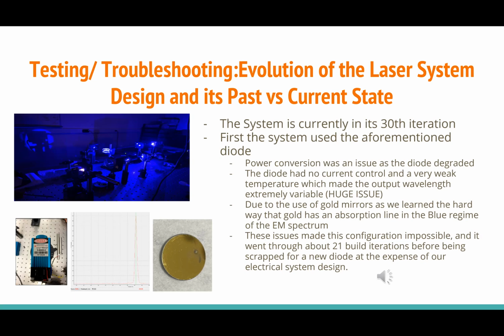The diode actually was degrading at a really fast rate, and its cooling system wasn't effective enough to keep it from migrating away from the center wavelength that it's advertised at. This caused a variety of issues. On top of that, we had other issues like, if you can look down here at this mirror, the golden mirror that is now burned and broken, that's because gold has an absorption line at 450 nanometers.